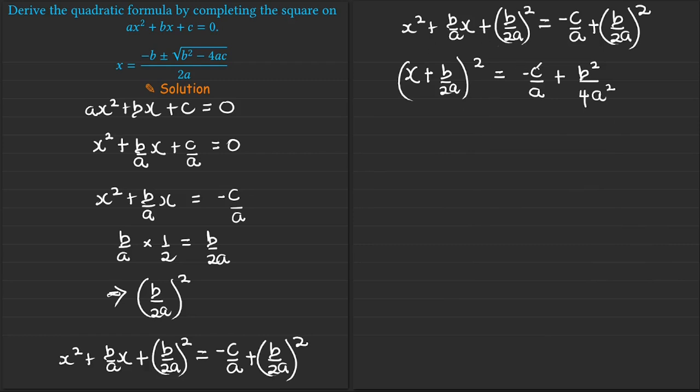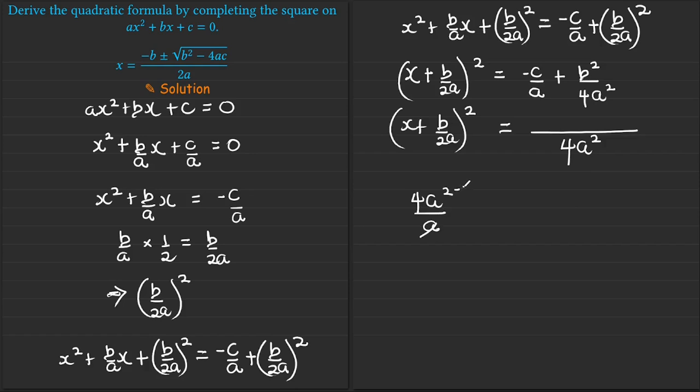With that said, we can rewrite this as x plus b over 2a all squared. And then if we want to simplify this, our LCM, this is a and then this is 4a squared. So the LCM is simply 4a squared, because we already have the presence of a in this. So a divides 4a squared how many times? That is to say 4a squared divided by a. This a reduces this by 1.